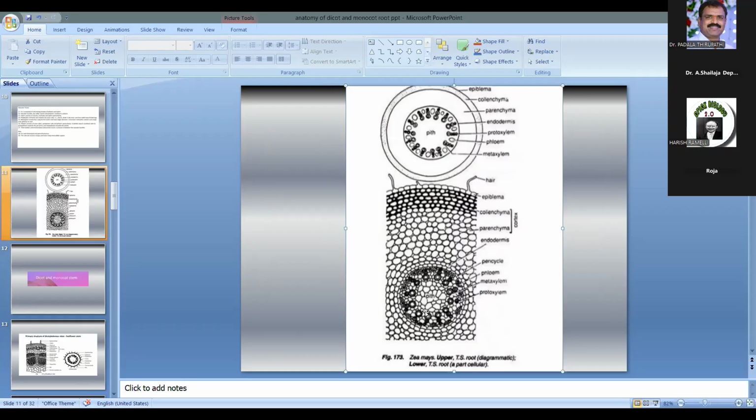Coming to the pith, small or completely absent in the dicot root, but in the monocot root, large and well developed. Large and well developed we observe in the monocot root. Okay, so this is about the monocot root. So we are having the anatomy of storage roots.